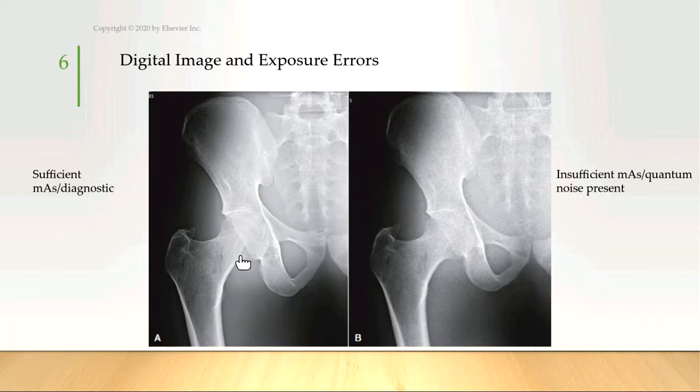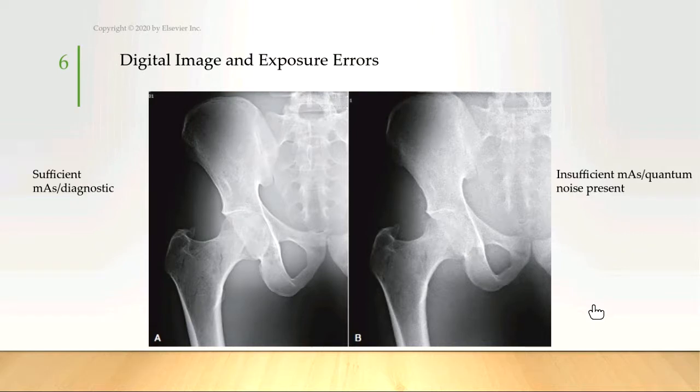Whereas picture B, there was insufficient mass, meaning they did not use enough, which allows it to present as quantum noise. Probably in your book you can see a little bit better this speckled or grainy appearance. And remember, quantum noise is where there's an insufficient quantity of photons striking the image receptor that doesn't allow for a full image to appear. So it appears grainy or speckled.